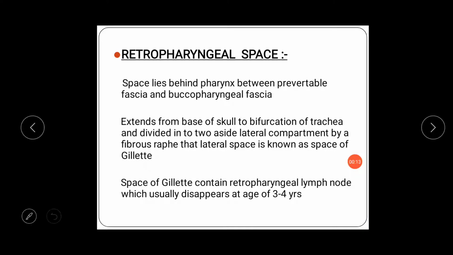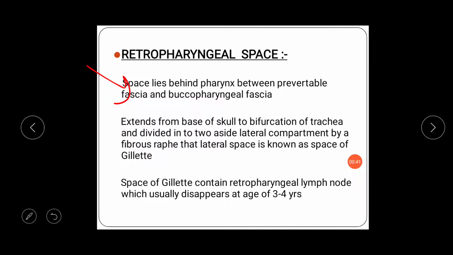One of the important spaces present in the posterior part of our pharynx is the retropharyngeal space. This space lies behind the pharynx between the prevertebral fascia and the buccopharyngeal fascia. Buccopharyngeal fascia is the posterior part. It makes the posterior part of the pharynx behind the constrictor muscles.